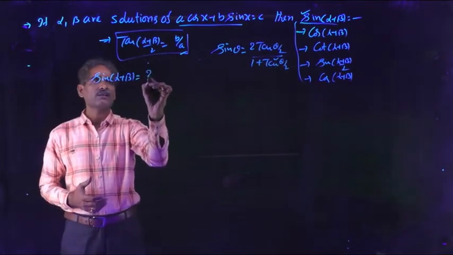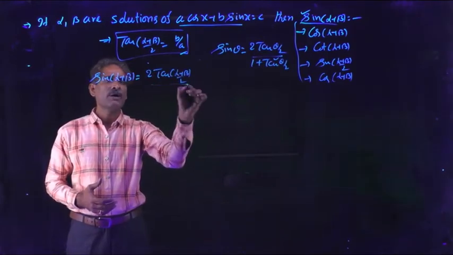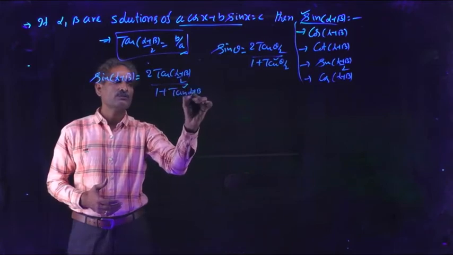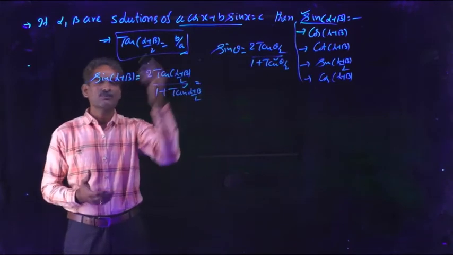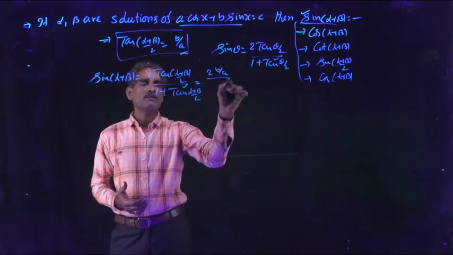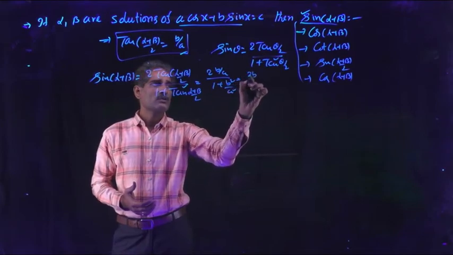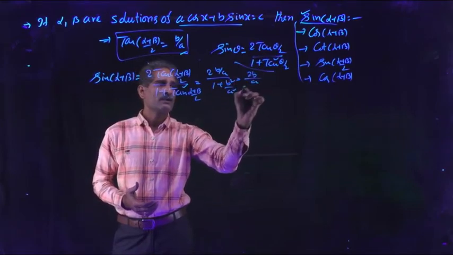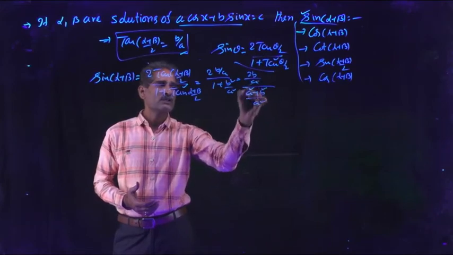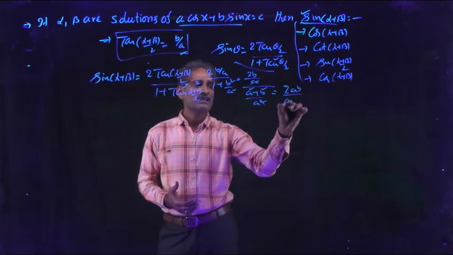Here we can write 2 tan alpha plus beta by 2 by 1 plus tan square alpha plus beta by 2. So simply substitute tan alpha plus beta by 2 equal to b by a: 2 into b by a by 1 plus b square by a square. Now 2b by a whole divided by a square plus b square by a square. From this we can write 2ab by a square plus b square.